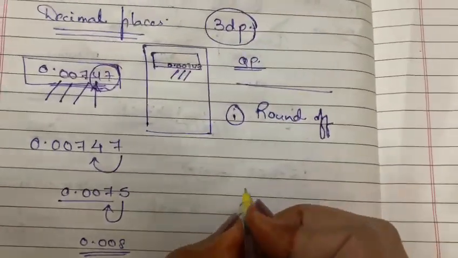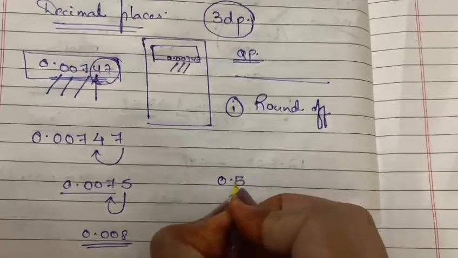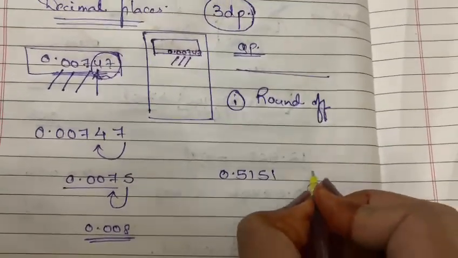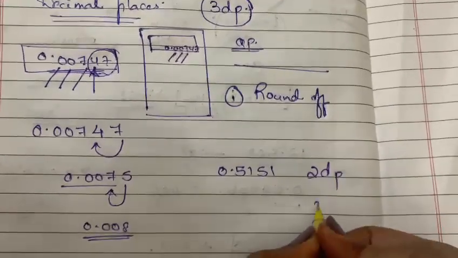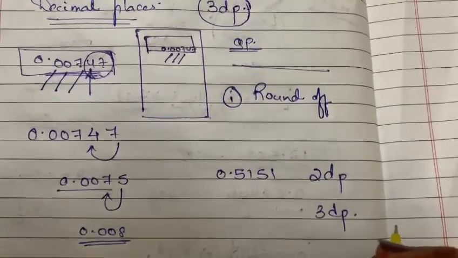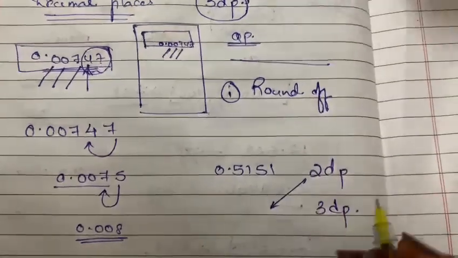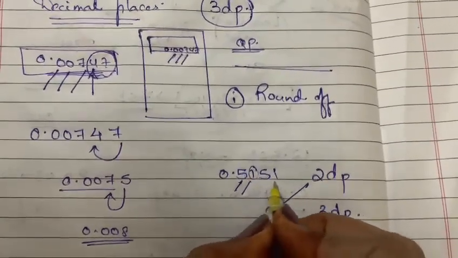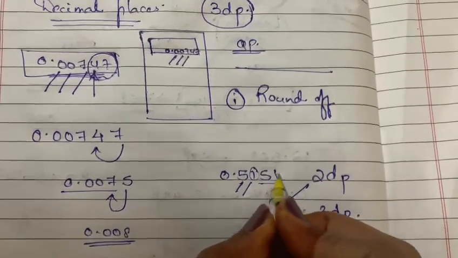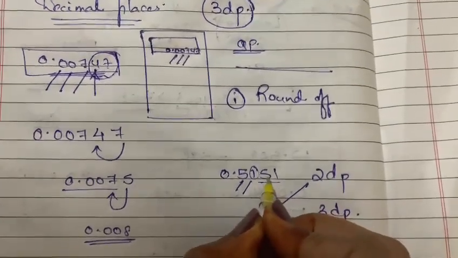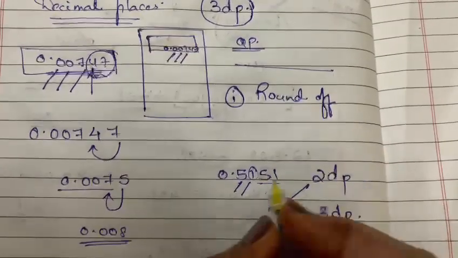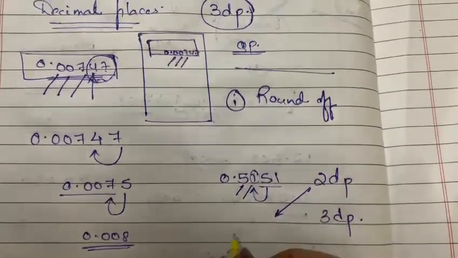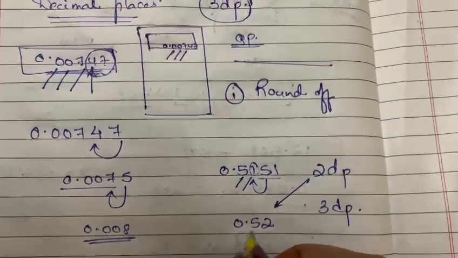Let's take into consideration another number. 0.5151 is the number. Now again I have to write this to 2 decimal places and then 3 decimal places is what I'm going to write it to. For the 2 decimal places, my answer will be here 1 and 2. Now here this 1, it is going to get affected by these 2 digits. Where this 1 is, let this be 5 only. But this 5 is going to increase this number by 1. So it becomes 0.52 will be the 2 decimal places.